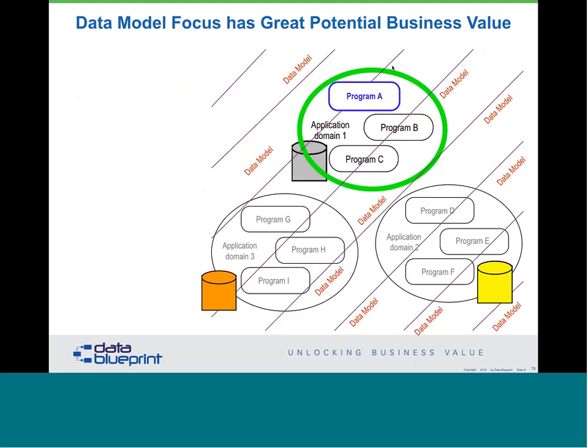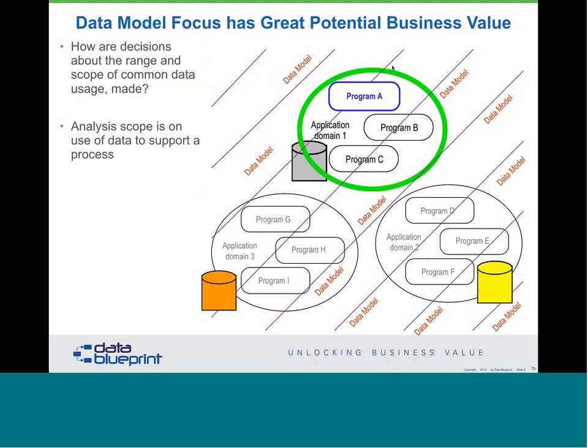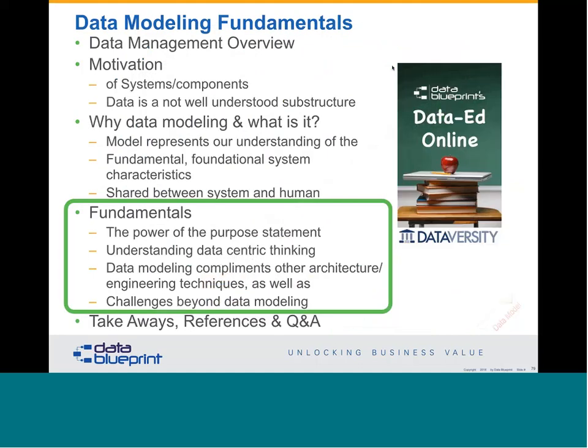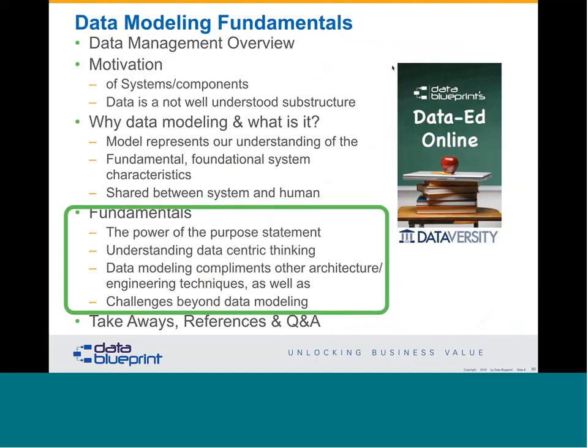So when we want to have this greater potential value, it means we have to have organization-wide sets of models so that the decisions about the range and usage of data are made with appropriate knowledge, that the analysis is on the use of the data to support a process, not to be an element in a database, that problems caused by data interface or exchange problems can be diagnosed easily, and the goals connect both at the operational and strategic level. One data model is ideal. We're unlikely to get to that particular piece.